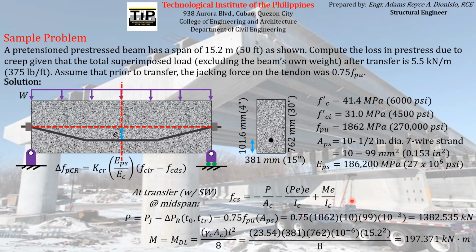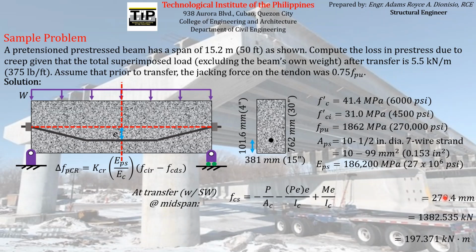And then lastly, we need the magnitude of E, the eccentricity of the pre-stressing reinforcement at midspan, which can be computed if we divide the depth given here by 2, so we will have a length equal to half the depth. And then if we subtract the distance of the pre-stressing reinforcement from the bottom, then we have the magnitude of the eccentricity of the pre-stressing reinforcement with respect to the neutral axis or centroid, which will be equal to this.